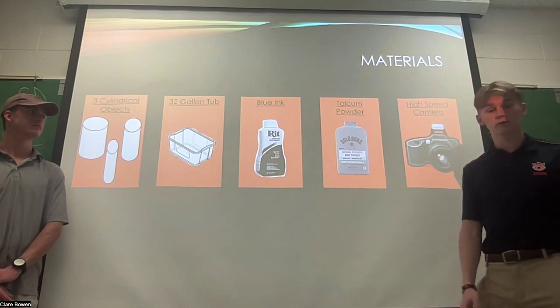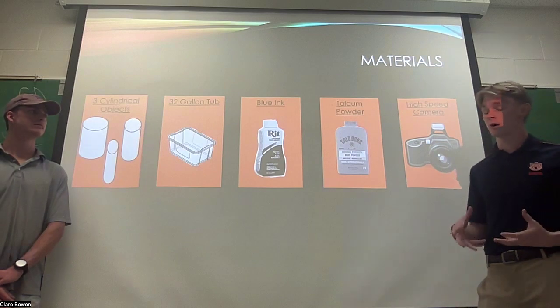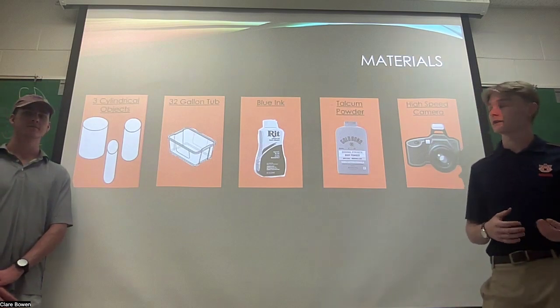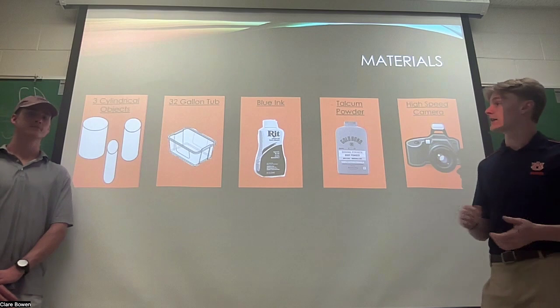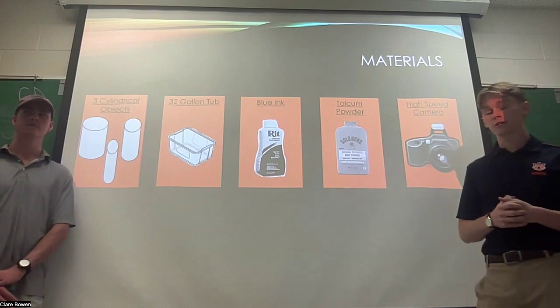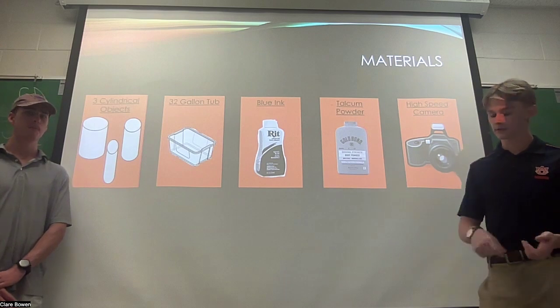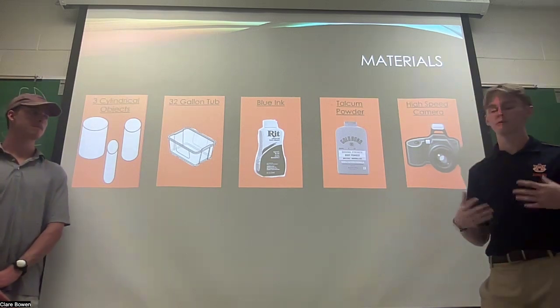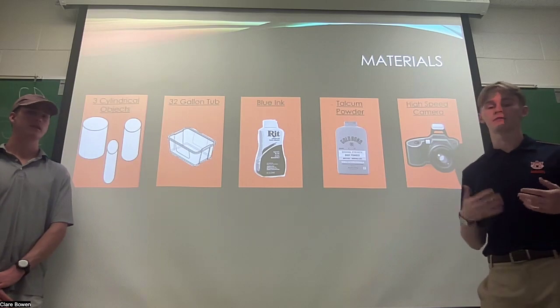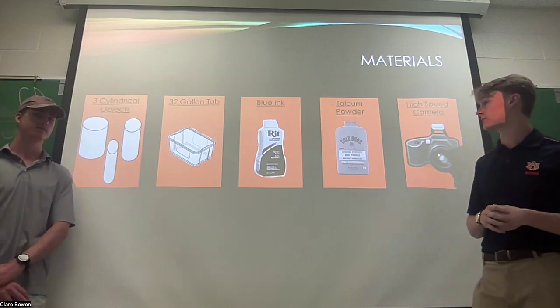Next, we had a 32-gallon tub, which held our water and served as our test bed that we would flow the cylinders through. And then we had blue ink, which served as a backdrop. We would put the blue ink in the water and mix it around, and it would highlight the vortex structures inside the flow.